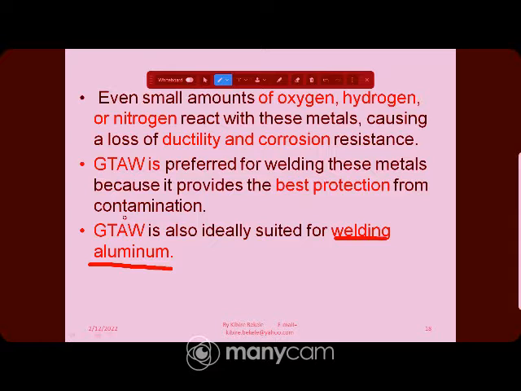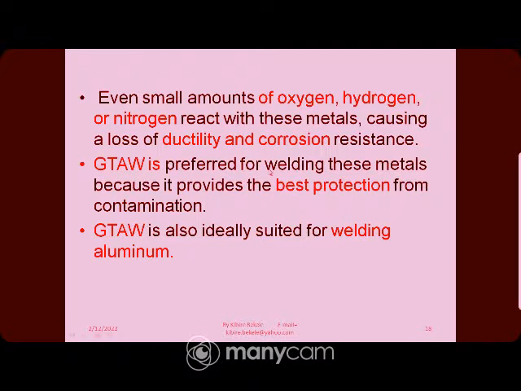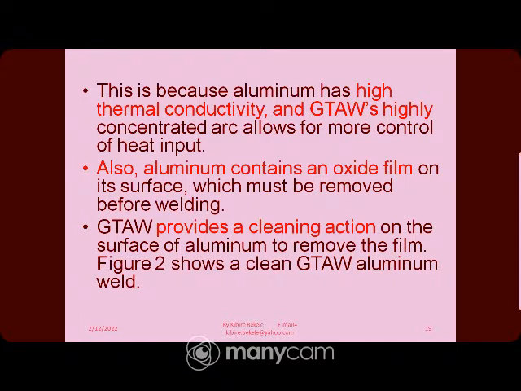On the surface of the aluminum there is a hard material we call oxide scale or oxide film, which is difficult to break by other welding processes. Simply, gas tungsten arc welding can weld by using an AC power source, so we call it ideally suitable for aluminum welding.